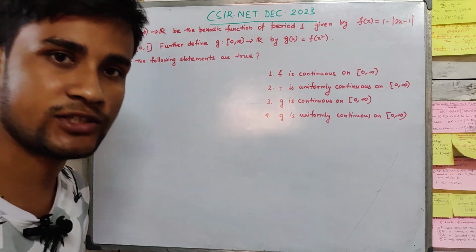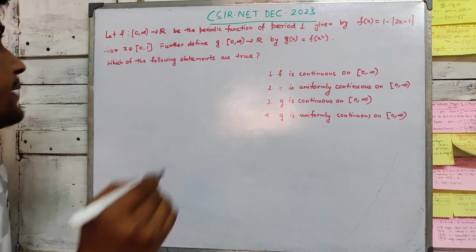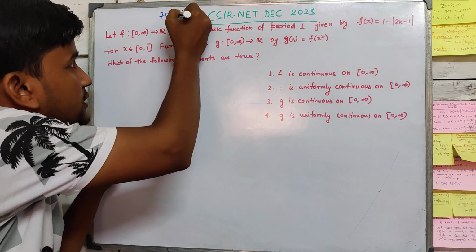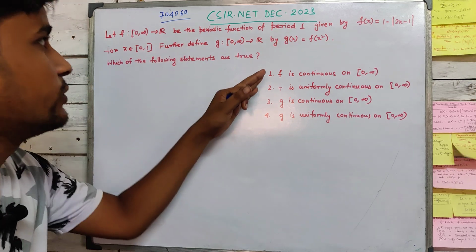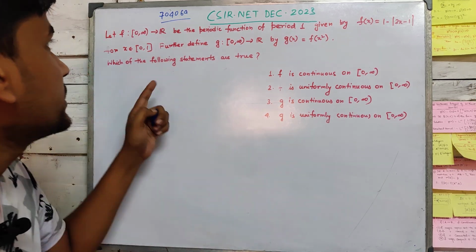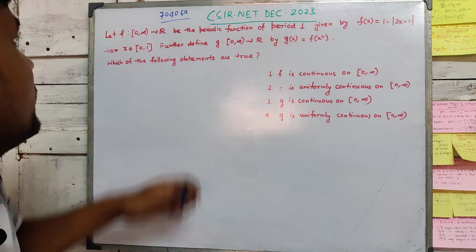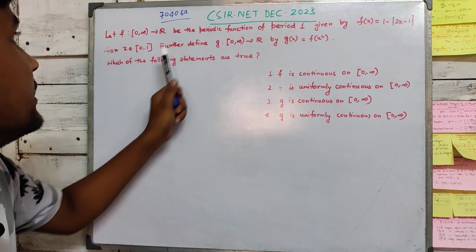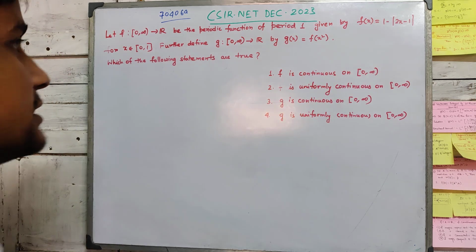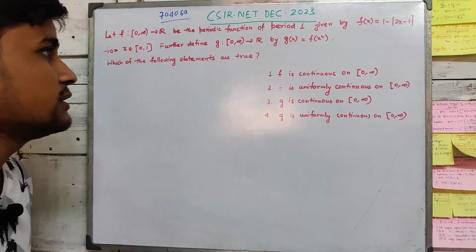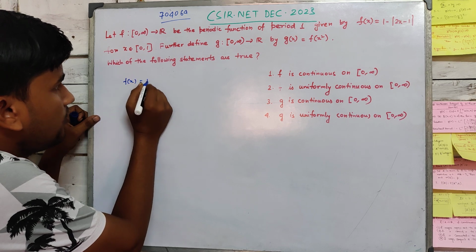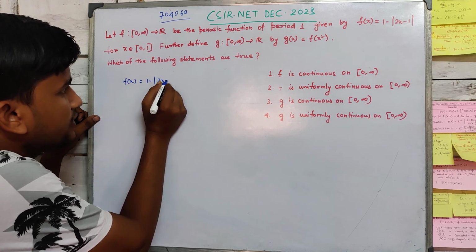CSIR NET 2023 का एक रियल एनालिसिस का क्वेश्चन है, ठीक है। And the question ID is 704064. So this is a very good question from uniform continuity. Okay, so the question says: let f from 0 to infinity to R be a periodic function of period 1, given that f(x) is equal to 1 minus mod of 2x minus 1.